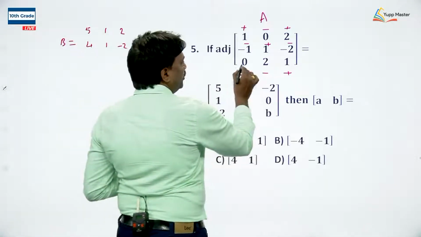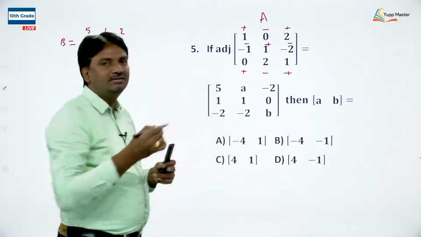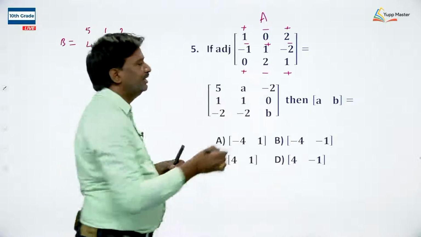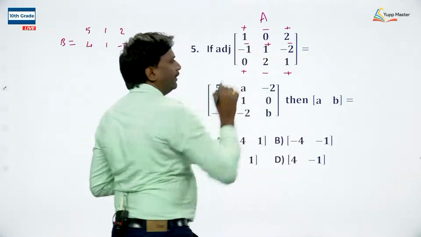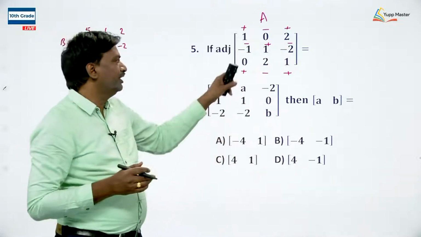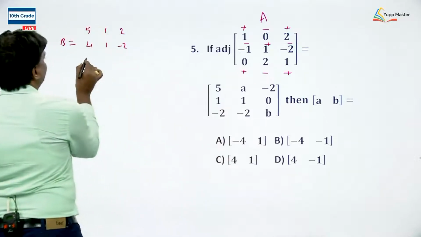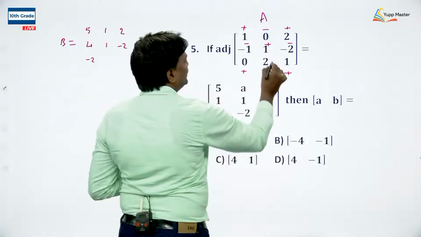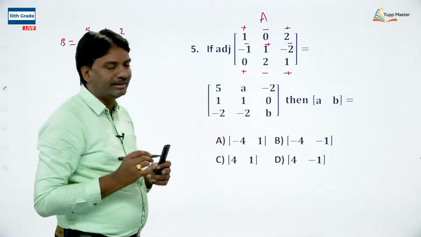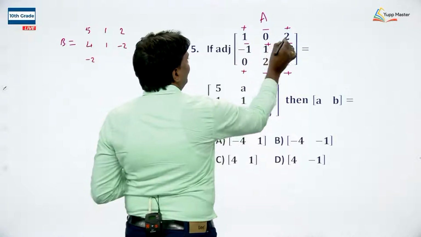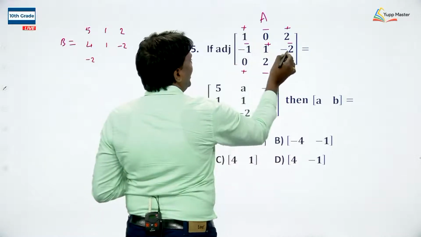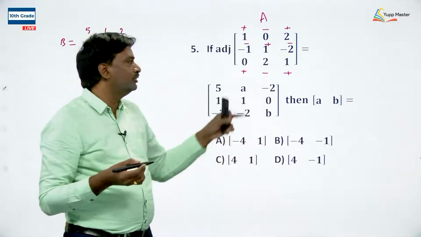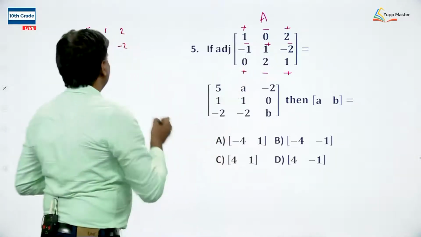Take the element 0, eliminate the first column and third row. The remaining elements are 0, 2, 1, minus 2. 0 into minus 2 is 0, minus 2 into 1 is minus 2. Here the sign is plus, so that is minus 2. Take the element 2, eliminate the third row and second column. The remaining elements are 1, 2, minus 1, minus 2. 1 into minus 2 is minus 2, minus of 2 into minus 1 is plus 2, minus 2 plus 2 is 0.